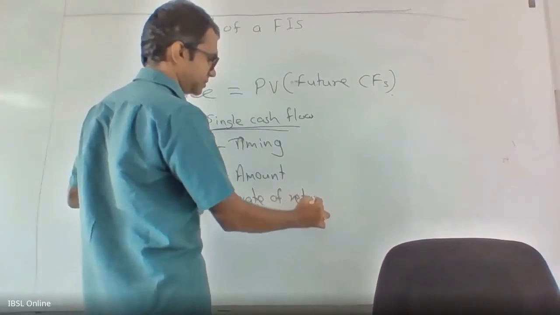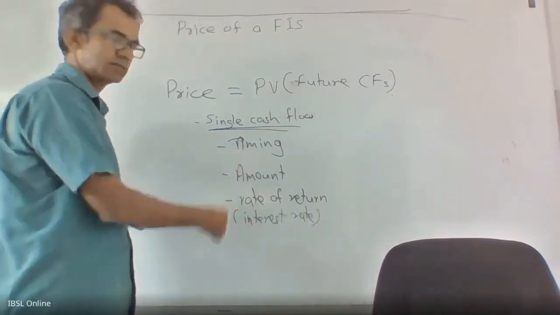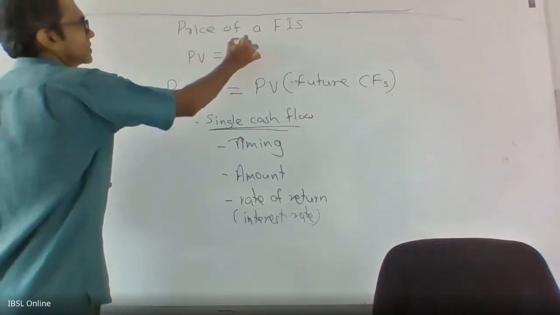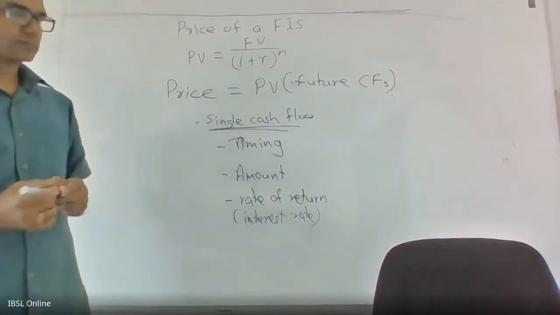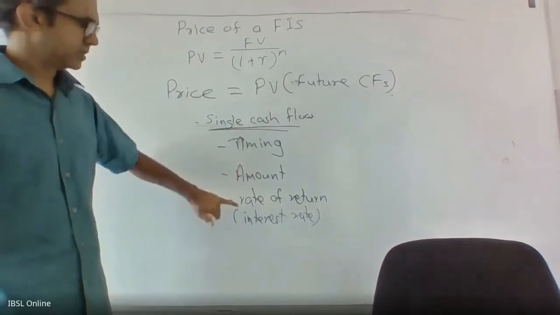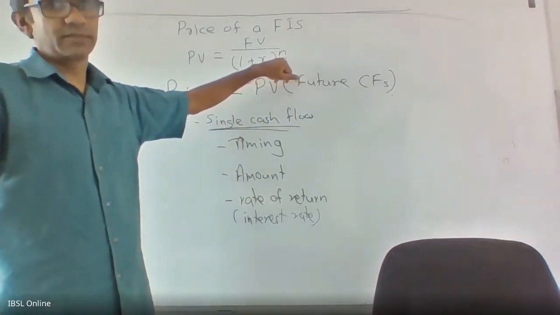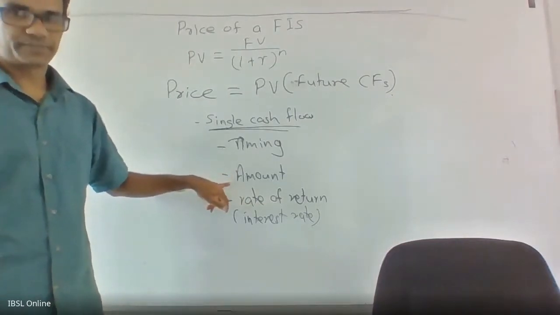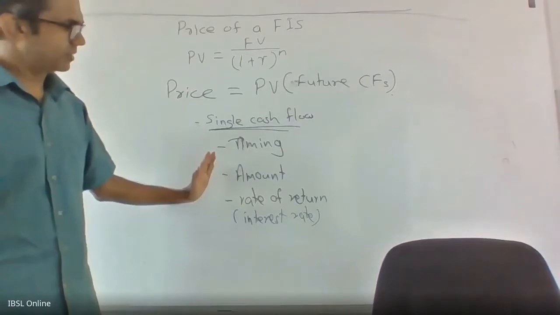That is the interest rate, the rate of return, or you can simply say the interest rate applicable for this time period. What is the equation to calculate the present value? That is the future value divided by (1 plus r) to the power n. R is the interest rate or the required rate of return. N is the number of periods. That is timing. FV, future value, is the amount of the cash flow. Clear? So we need these things to calculate the present value of a single cash flow.